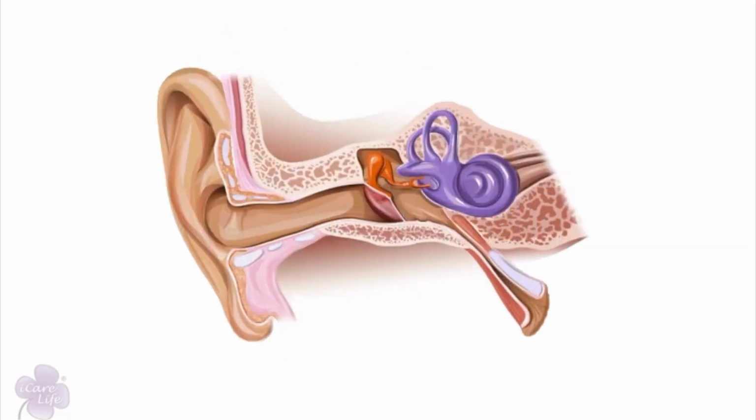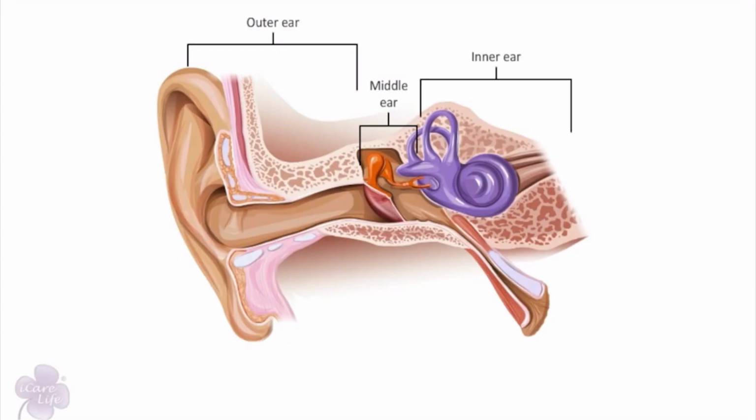Let us recap. The structure of ear can be divided into outer ear with pinna and external auditory canal, middle ear with the eardrum, auditory ossicles, and the eustachian tube, inner ear with cochlea, vestibule, and the three semicircular canals.